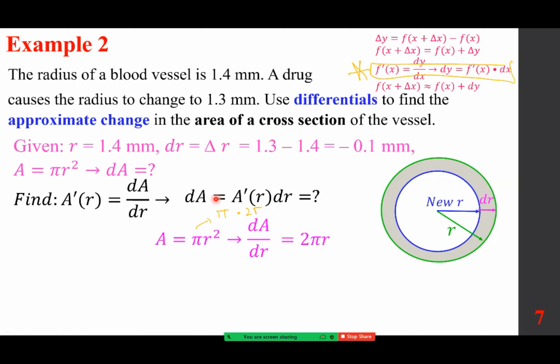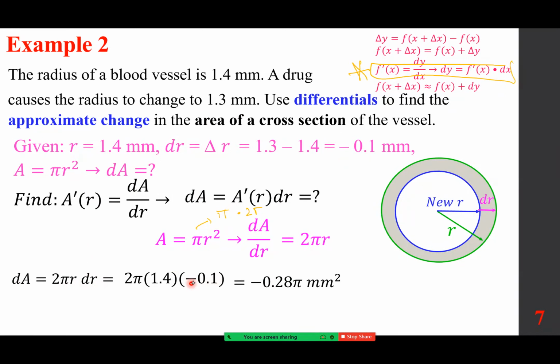And dA is the same thing times dr. Now look at your given. Just plug in r as the original r of 1.4, and dr is negative 0.1. By the way, the units of dA and A are the same, because this is in millimeters, this is in millimeters. Their product, 2 times 1.4 is 2.8, times 0.1 is 0.28. Keep the negative sign, and you get negative 0.28 pi millimeters squared.